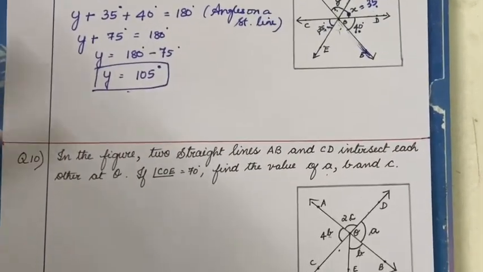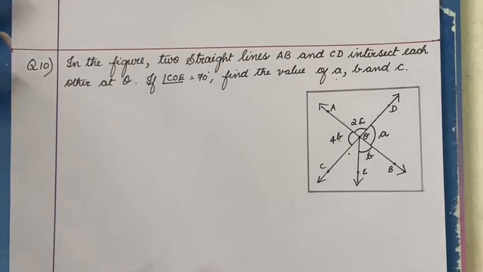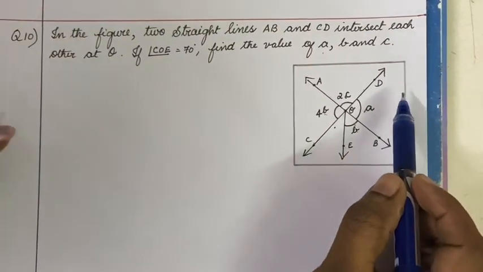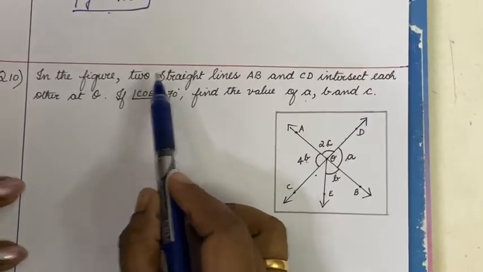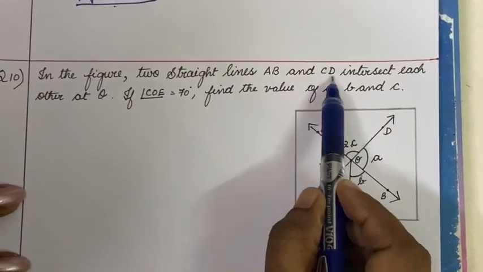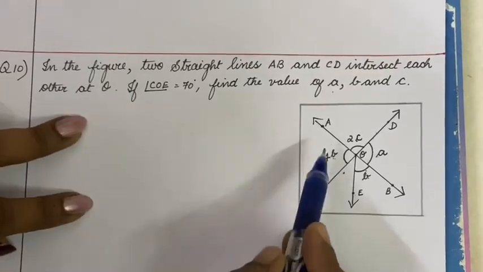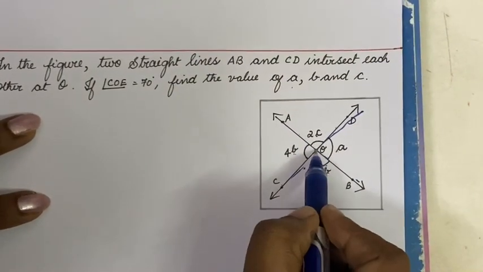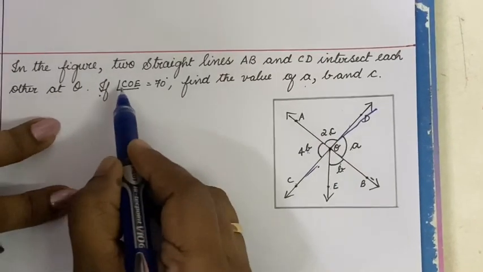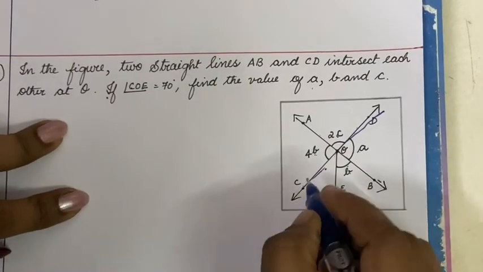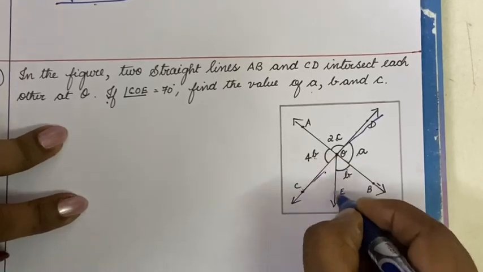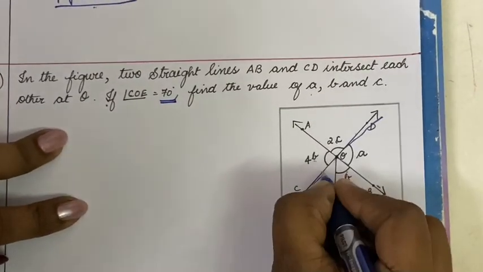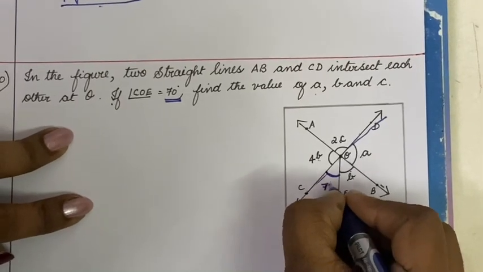Now we have come to the last problem, question 10. The figure is like this. Let me read the question. In the figure, two straight lines AB and CD intersect each other at O. You can see AB and CD are the two straight lines. They intersect at O. If angle COE is given as 70 degrees, so this measure they have already given as 70 degrees.